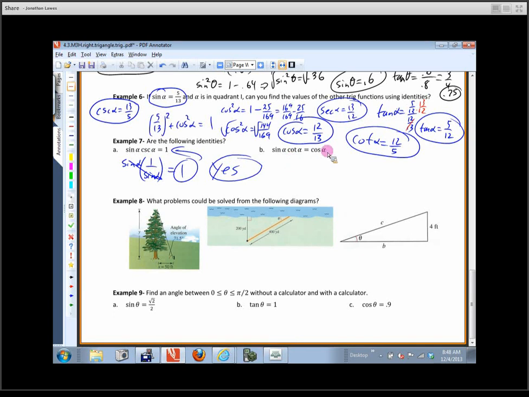Let's take a look at this one right here. The sine of an angle times the cotangent of an angle is the cosine of that angle. So gosh, it would be a lot easier to figure this out than it would be to figure the two of these out. So is this true? If you take the sine of an angle, and what can I put in place of the cotangent of alpha? Cosine of alpha over sine of alpha. Cancel these off, I get the cosine of alpha. So yes, that's an identity. Okay, that's a true equation.